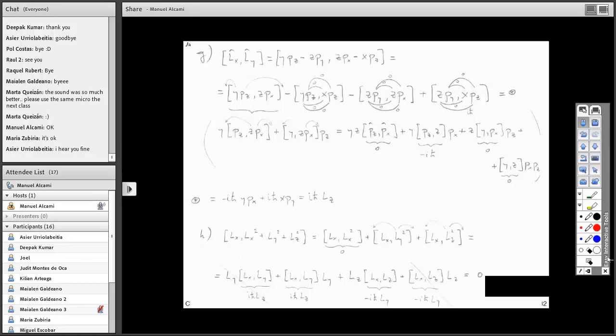Okay, and let's apply those ideas to verify the commutation relationships of the angular momentum components.